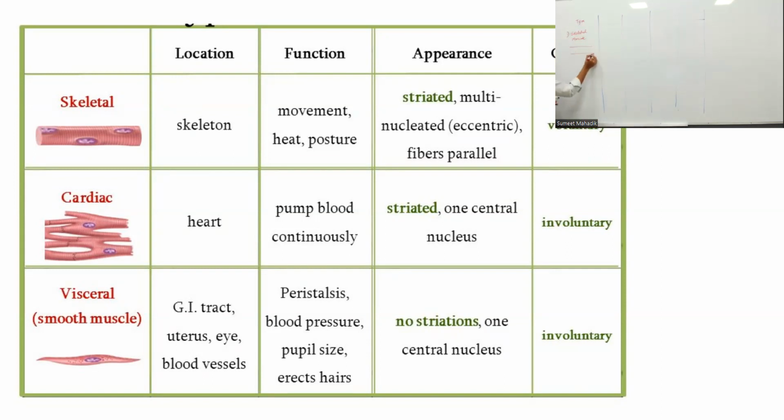See, like this, and the nucleus are here like this. So this is a skeletal muscle. Now, where is the location? Tell me, where will be the location of skeletal muscle? Obviously, inside the skeleton. So it is found in a skeleton.